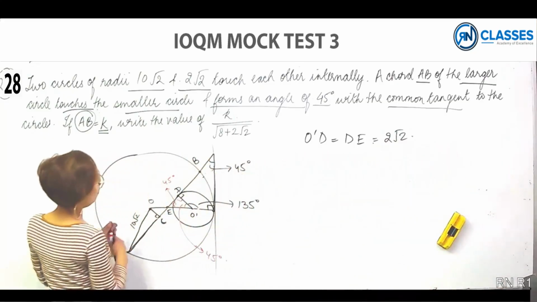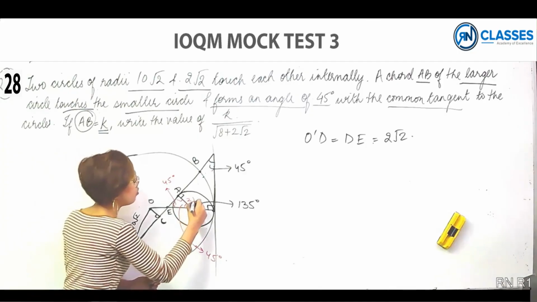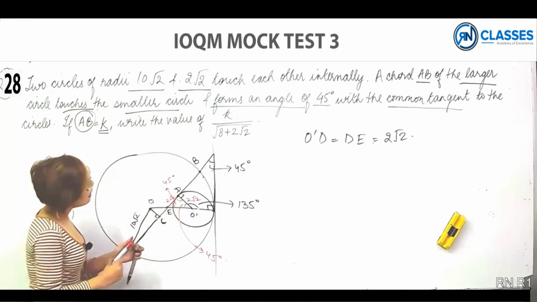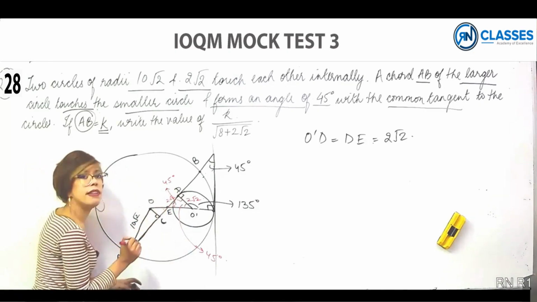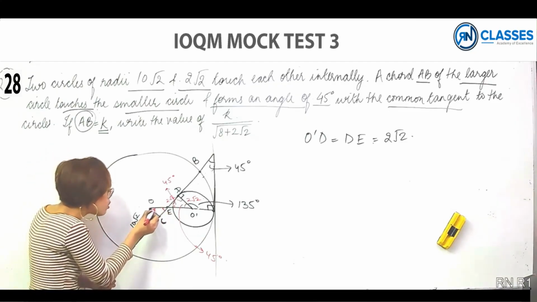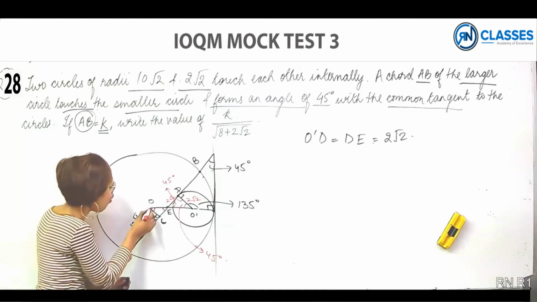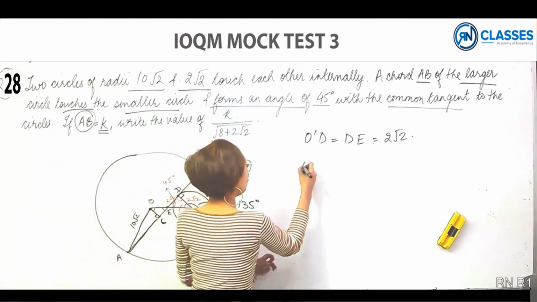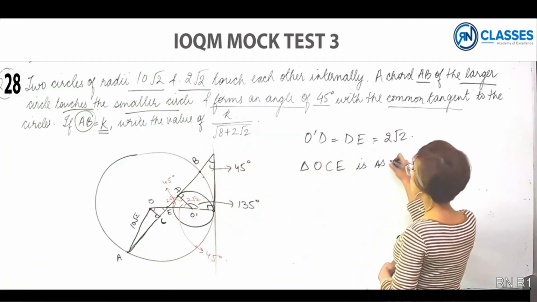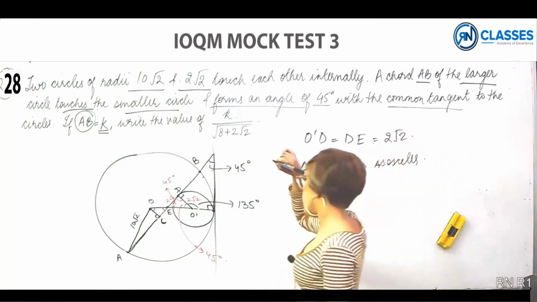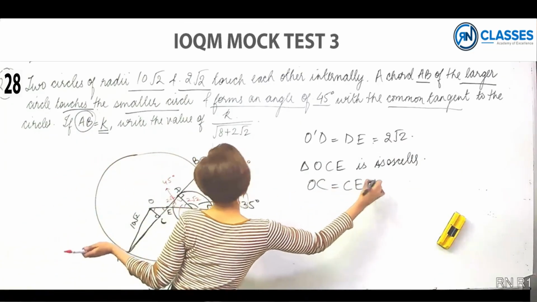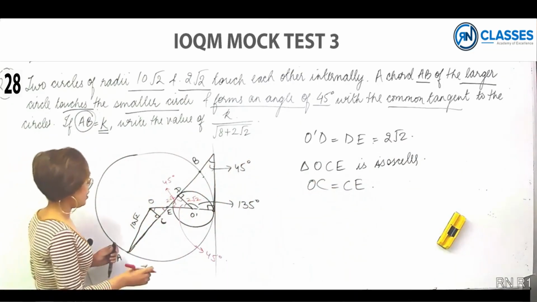Right? Now, what else? Let me just write it. So, this is 2 root 2. This length is also 2 root 2. Okay, what else? Now, this angle is 45, right? This angle is also 45. The red one, I'm not writing it because I don't have space, right? And this angle is also 45, right? So in triangle OCE, I have two 45s, that means this is an isosceles triangle, right? That means OC will be equal to CE. Interesting. OC will be equal to CE.